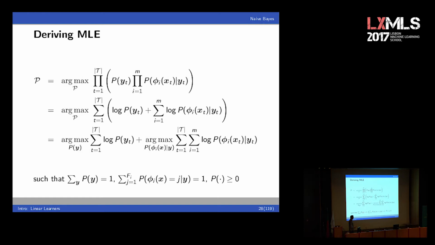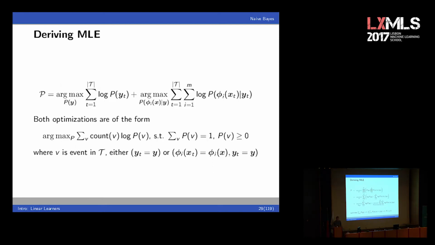The constraints are the probability constraints that say that the label probabilities have to sum up to 1 and the feature probabilities given a label have to sum up to 1. So in terms of optimization theory, what we have to do is constraint optimization. I can't give an introduction to constraint optimization now. We'll just have to swallow it.